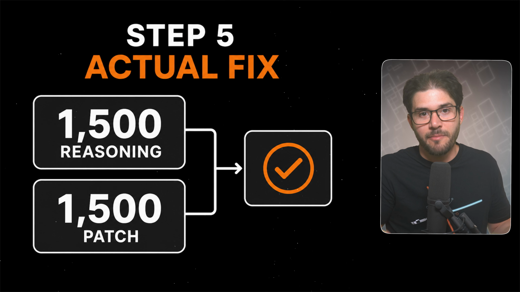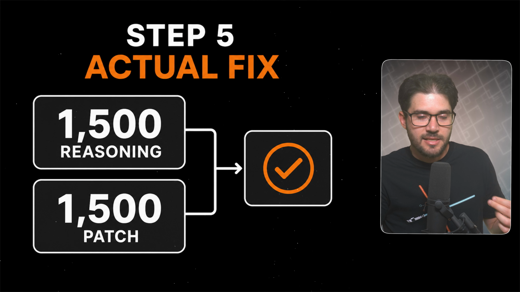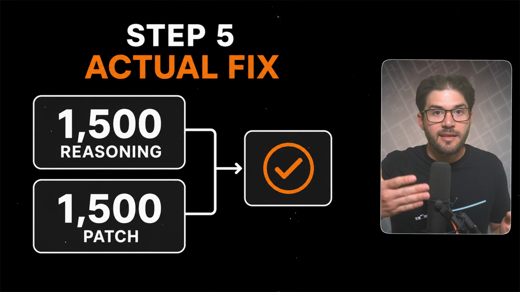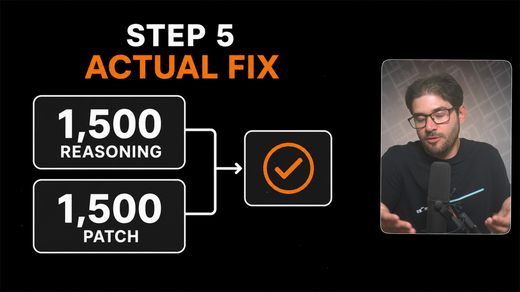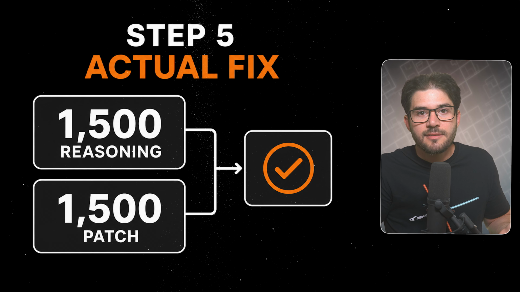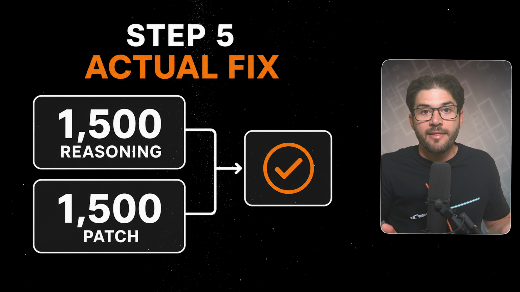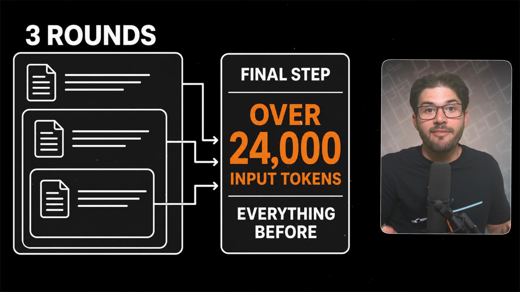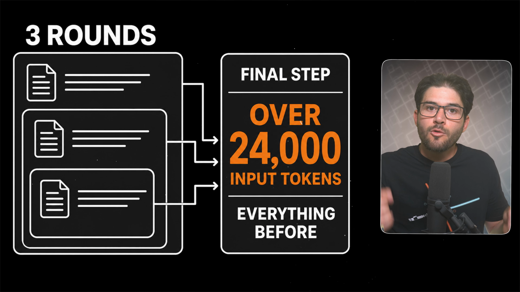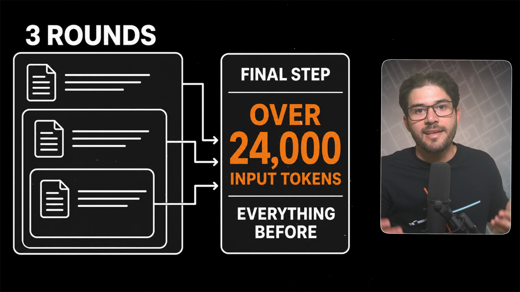Then let's say there is a step 5, which is the actual fix, in which the agent finally has enough information. It thinks one last time. Let's say it costs 1,500 output tokens. It generates the code patch as a tool call of 1,500 output tokens, and then the final input prompt contains everything that came before it, costing over 24,000 tokens for just that one step.